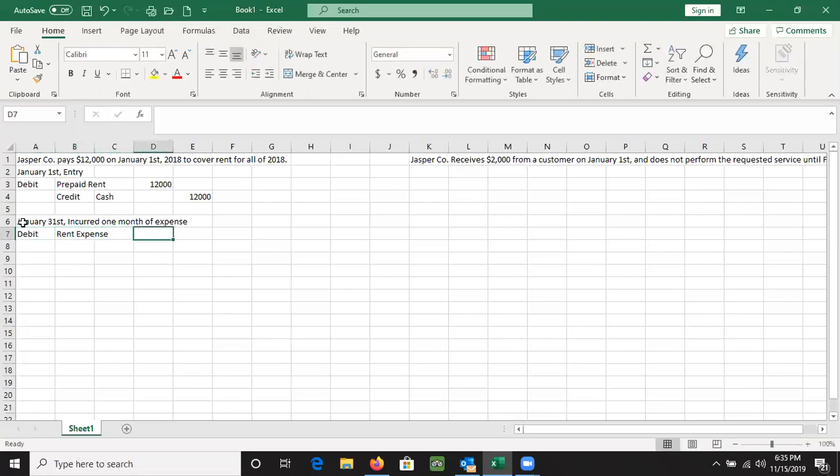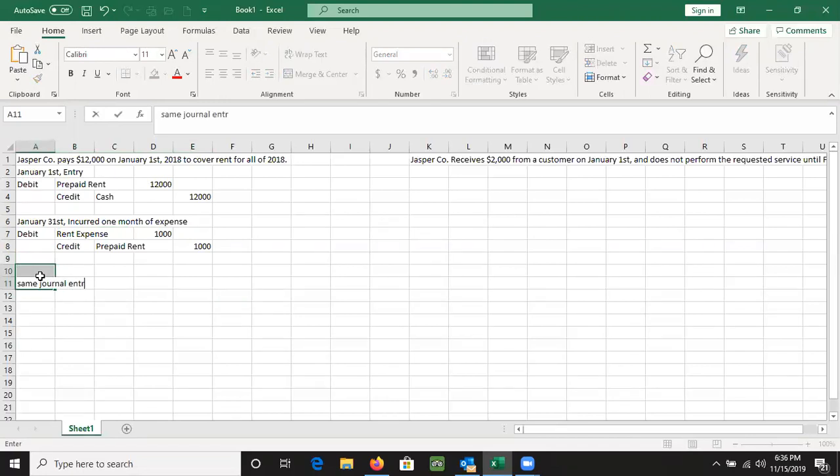When you recognize an expense, as a refresher, it's debited. If they paid $12,000 for the entire year, one month would be $1,000, 12,000 divided by 12. They don't need to credit cash, they've already paid cash. They're going to credit prepaid rent, so they're going to reduce the amount of that prepaid rent. This would be the same journal entry for the next 11 months.